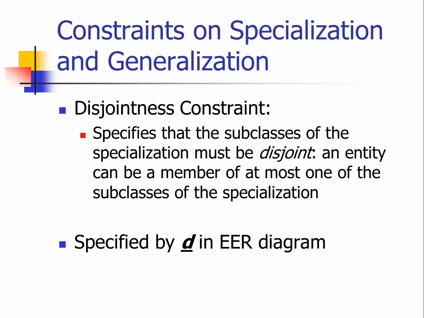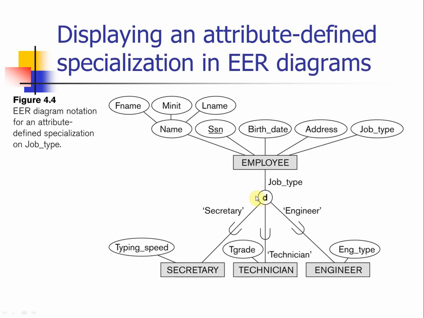If you put a single line and a D, that means you can choose one or you don't choose at all. So that is the combination of the completeness as well as the disjointness constraints. And therefore, you can see that when we put a D over here, employee, you notice there is a single line indicating that you may or may not participate in this operation.